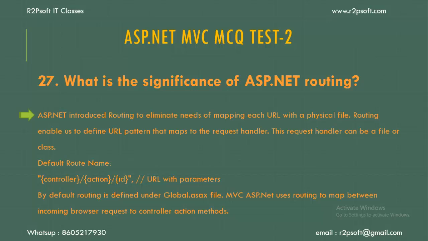Here is the default route configuration script. First we would declare the default route name, then URL, default URL, controller, action or ID. By default, routing is defined under the Global.asax file. ASP.NET MVC uses routing to map between incoming browser requests and controller action methods.